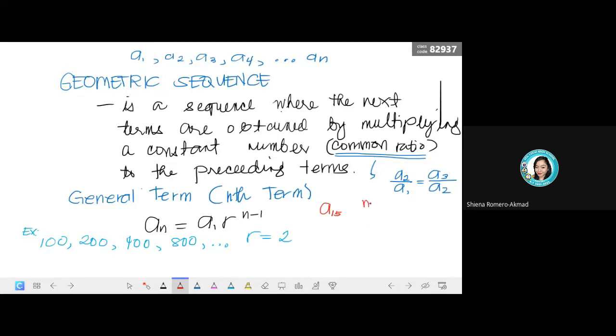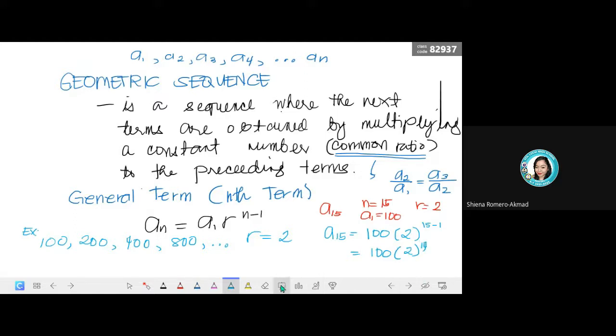Of course, I am going to substitute the n, which is 15, the first term, which is 100, and the ratio, which is 2. So substitute ko lang siya dito. We'll have a sub 15 is equal to the first term times r raised to n minus 1. So n natin is 15 minus 1, meaning that's 14. So we have 100 times 2 raised to 14.